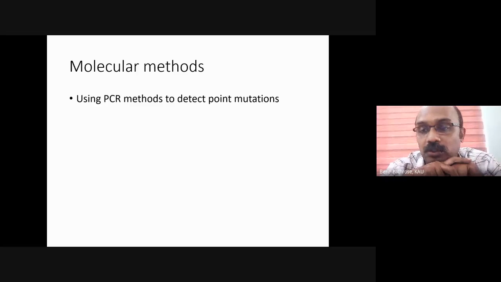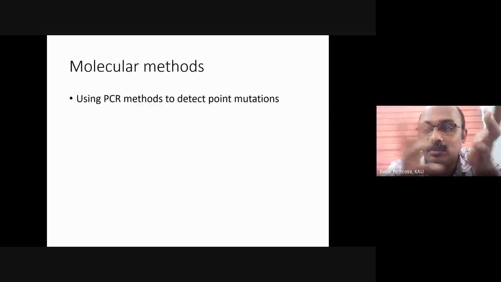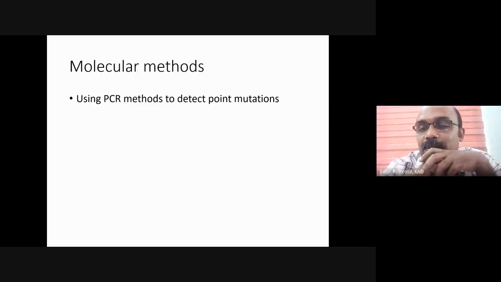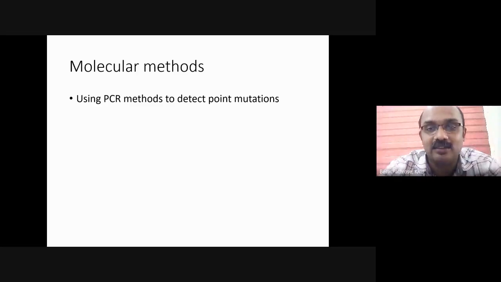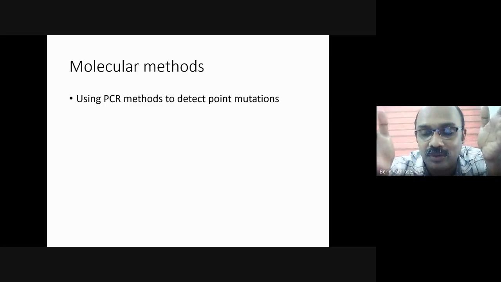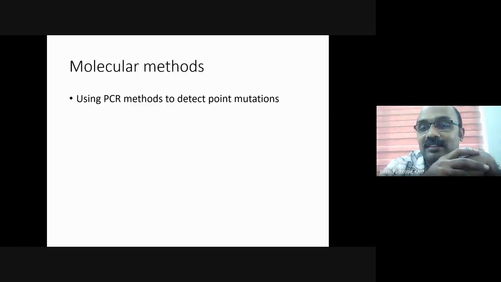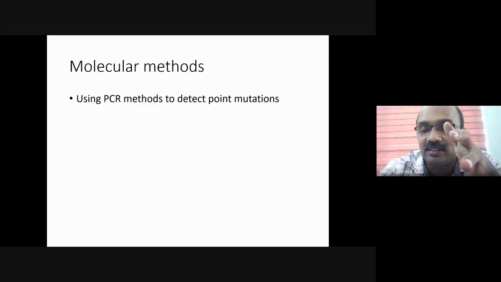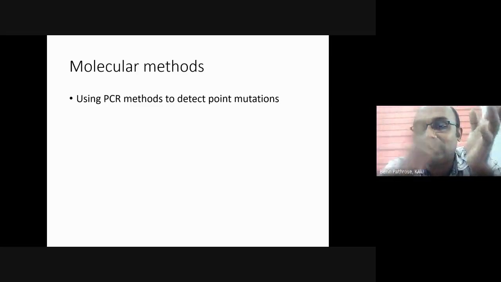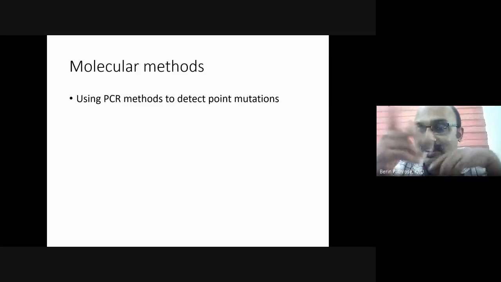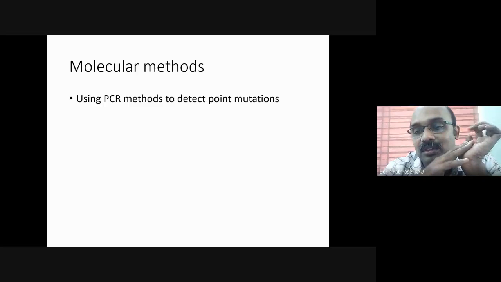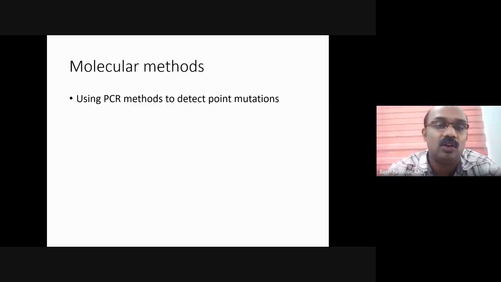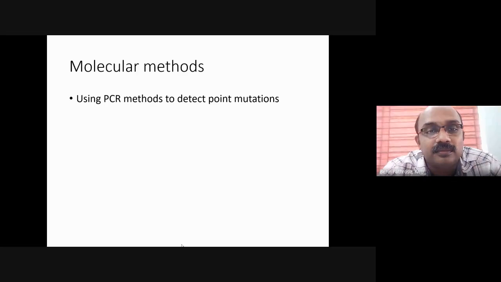Brinjal fruit and shoot borer, for instance. Say in the biochemical assay we found that esterase is the major enzyme involved in resistance. Then we will target the esterase gene in Leucinodes. We will amplify that esterase gene using PCR, then sequence it, and check whether there is any point mutation in the resistant insect compared to the susceptible one. That's what we normally do in molecular methods.